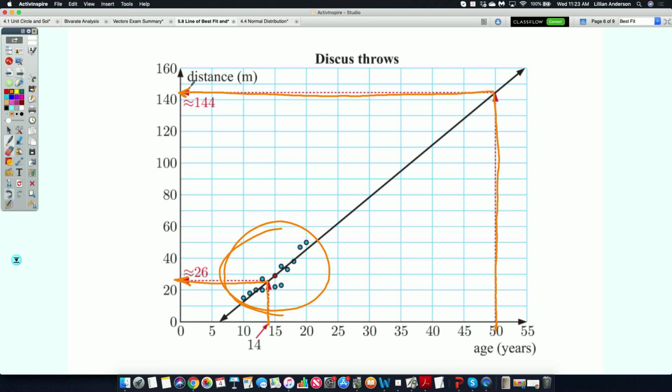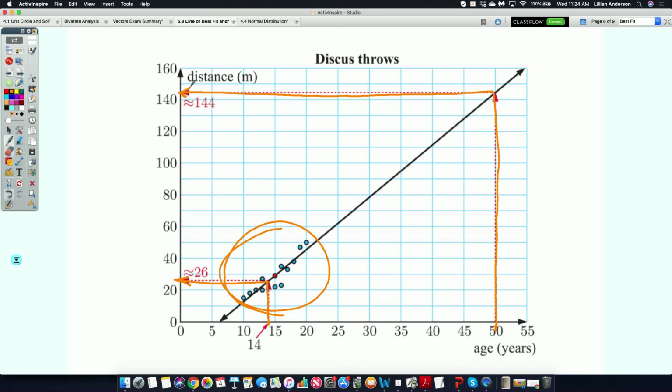So would you still just put the 144? So to answer the question, you would put 144 meters. But if the question asks, is it a valid answer? Can you interpret that correctly? Does it make sense? You would say no, because it's an extrapolation. It's outside of my points. But the one for the 14-year-old is within, and that's a good prediction.